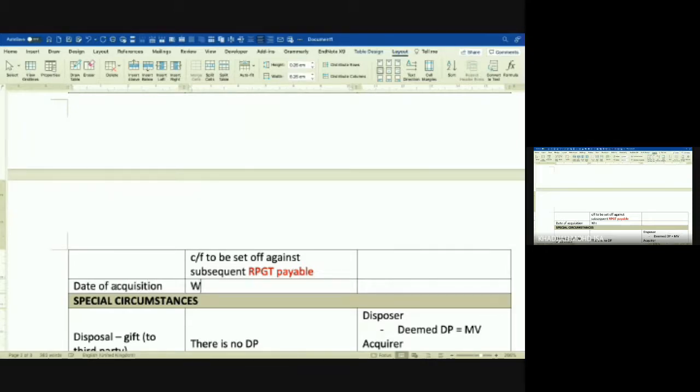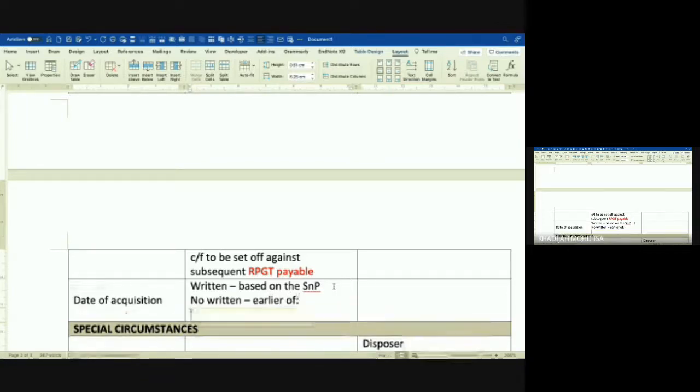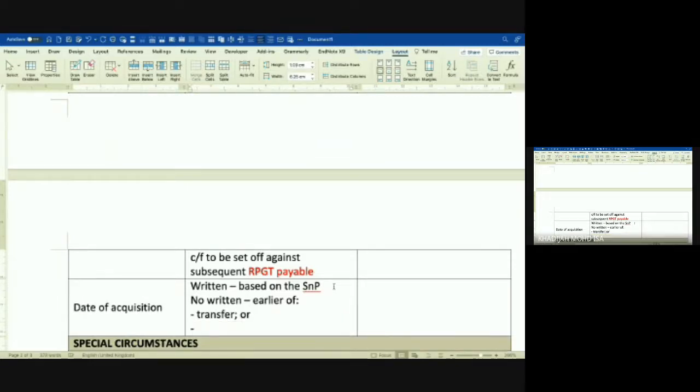If you have a written sales and purchase agreement. But if no written agreement, then the earlier of one is the transfer, or another one is the full amount received.